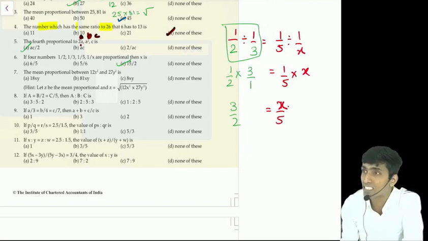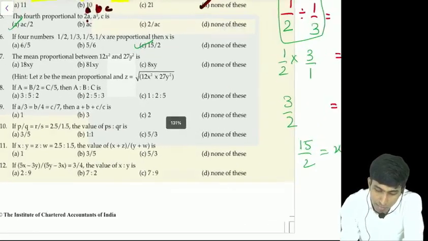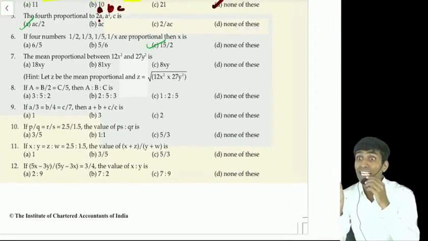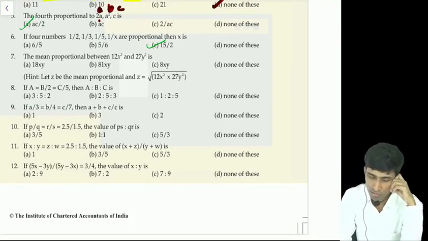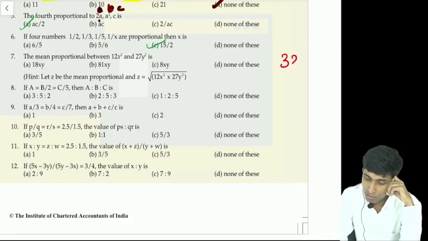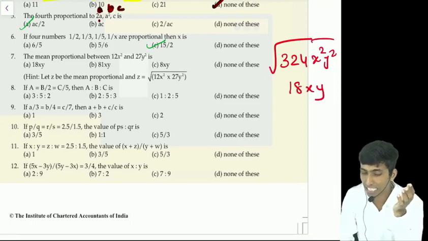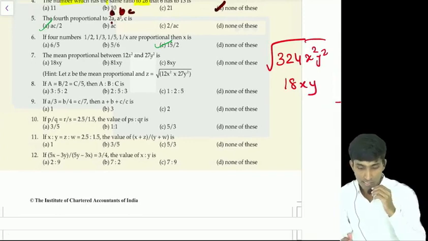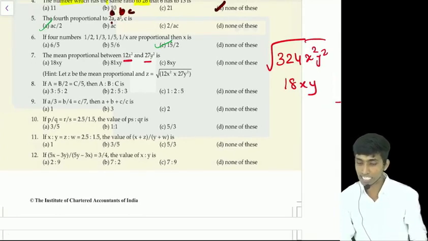Copied, na? Should I erase? Listen. Next, mean proportional between 12x² and 27y². Mean proportional means what we have to do? Multiply and root. 12 into 27, how much? 324. Square root of 324 is how much? 18. So 18xy. Any problem with this? Simple, na? Correct?